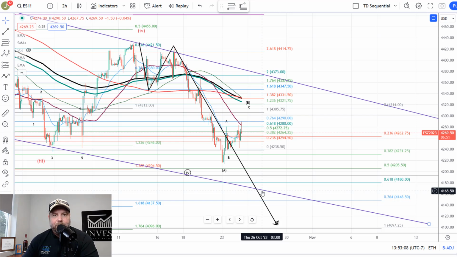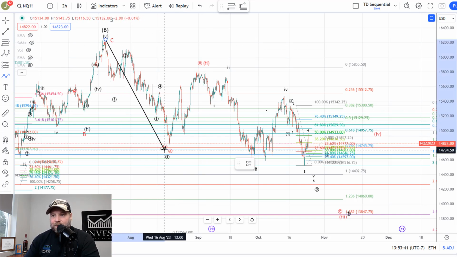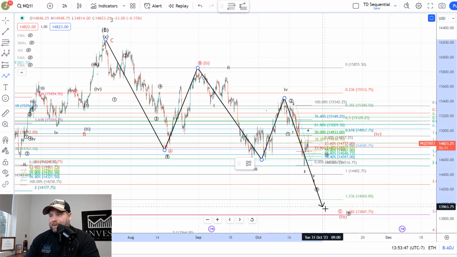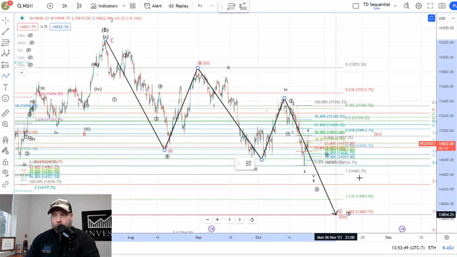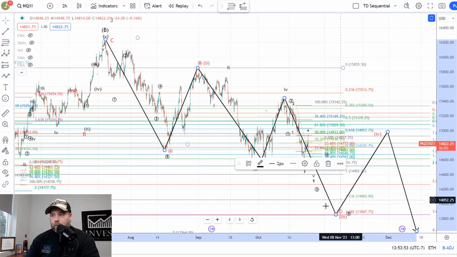Over on the NASDAQ continues to be a thorn in the side for the bears, and the reason is not that the NASDAQ can't break down and not that it won't break down. It's just that it's not following ideal paths. And so if you're counting the NASDAQ in a move down, you have to count it as a diagonal where this is 1 and 2, and then you'd have A, B, and C down for 3, then you'd get a 4 and a 5 down to complete the overall move.